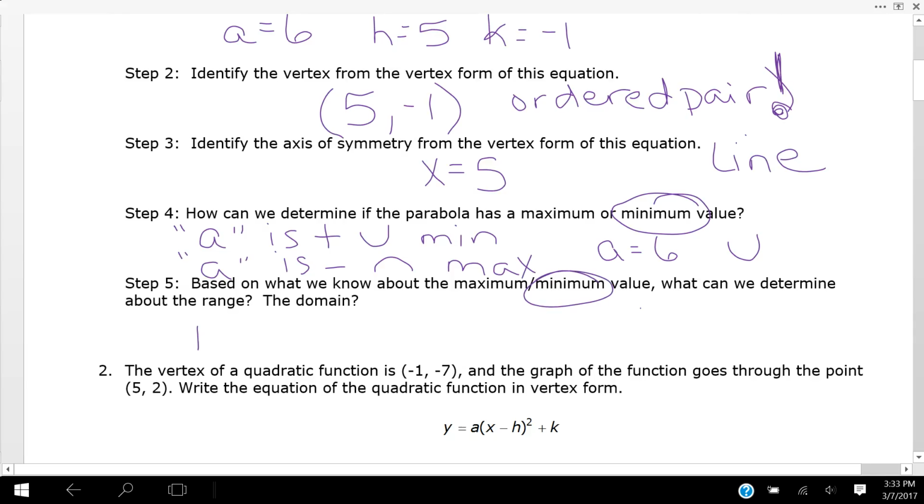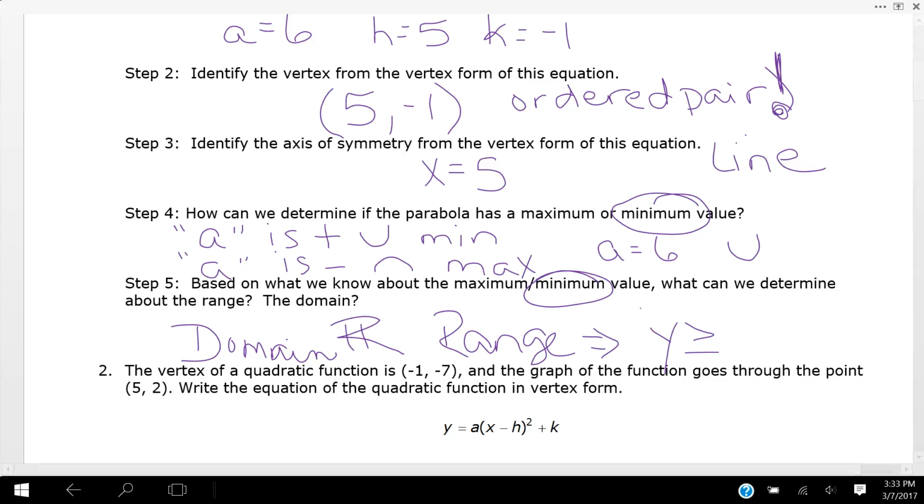Based on having a minimum, we know that the domain is always all real numbers. The range, since I have a minimum, is going to be greater than or equal to the vertex, which is the lowest point. So y is greater than or equal to -1.